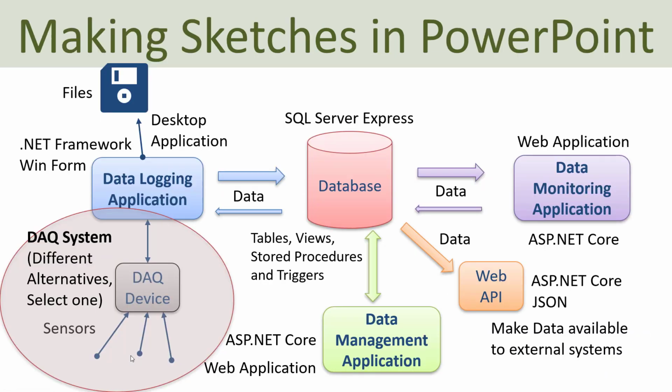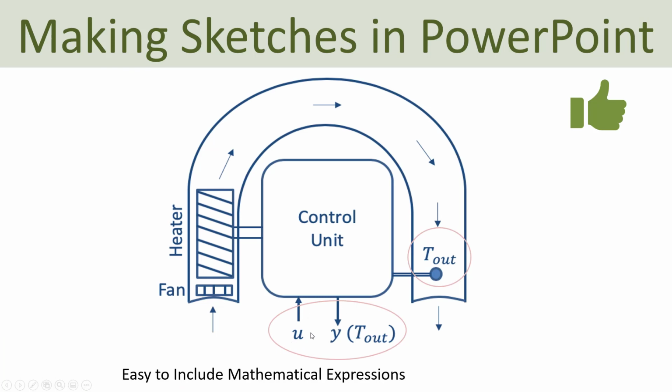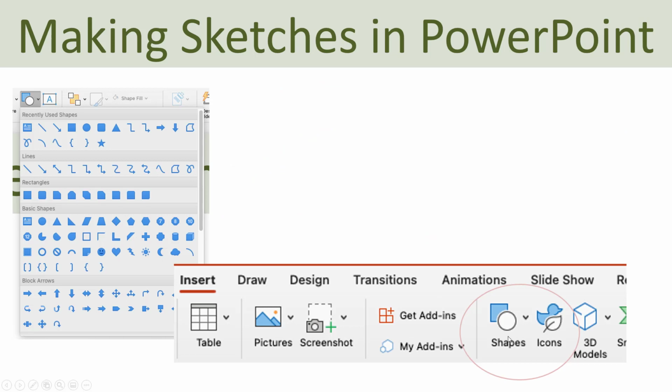So here you see a basic system sketch that has been made in PowerPoint. Here I use these different objects that are part of PowerPoint. You have different squares, rectangles, arrows, circles, etc. that you can use in addition to text. But you can also add mathematical expressions using the formula editor in PowerPoint. So you have different shapes, you have different icons, and you have the formula editor.